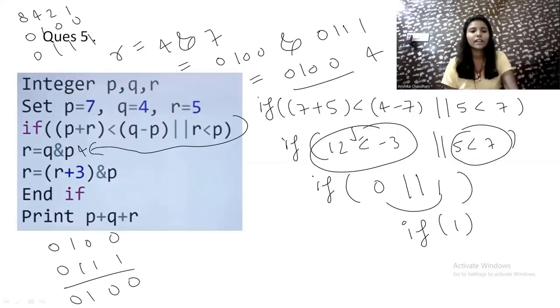R value is 4. Now again we have to update the R value. So R is 4 now, so this will be 4 plus 3, 7. And P, what is the value of P? 7. So we have to again perform the bitwise AND.